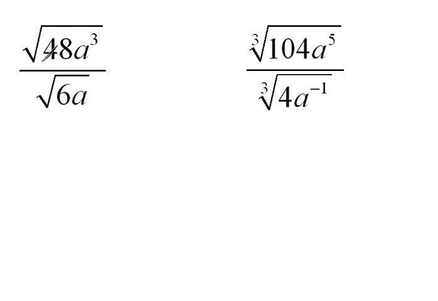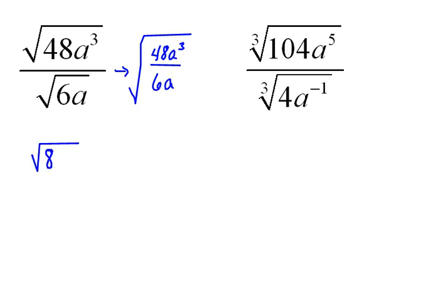Okay, here we have one that's the square root of 48a cubed over the square root of 6a. Well, looking at these, again, these are some pretty messy roots. Neither one of them are perfect squares. But do you look at this and notice that 48 is divisible by 6? So if we were to rewrite this as the square root of 48a cubed over 6a, we could do some simplifying. Now that means that 48 divided by 6 would be 8.